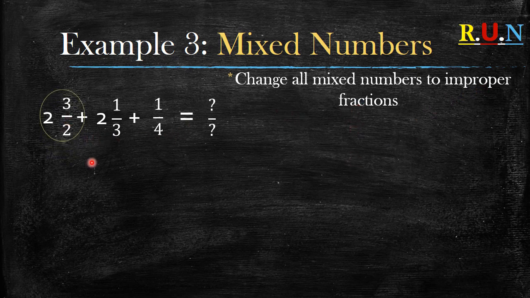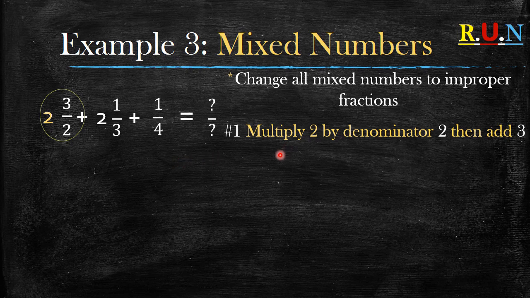So let's look at this first part. I'm going to highlight the 2, and then I'm going to explain to you what to do. So multiply 2, which is the highlighted 2, by denominator 2, then add 3. So what we mean is we multiply this 2 by this 2, and then we add this 3. So what answer do we get? We get 7. Because when you say 2 times 2 equals 4. 4 plus 3 equals 7. The denominator stays the same.